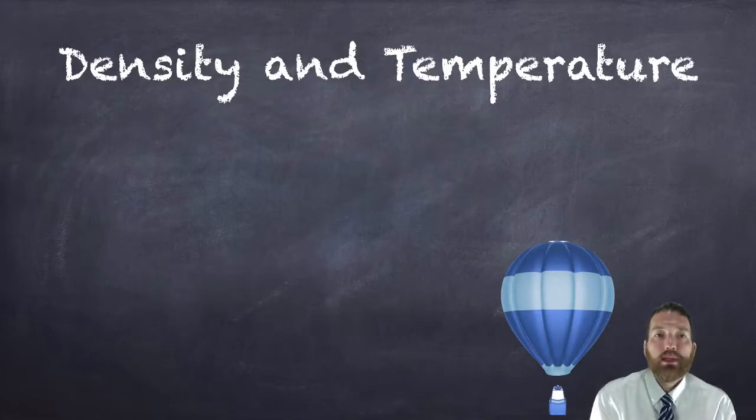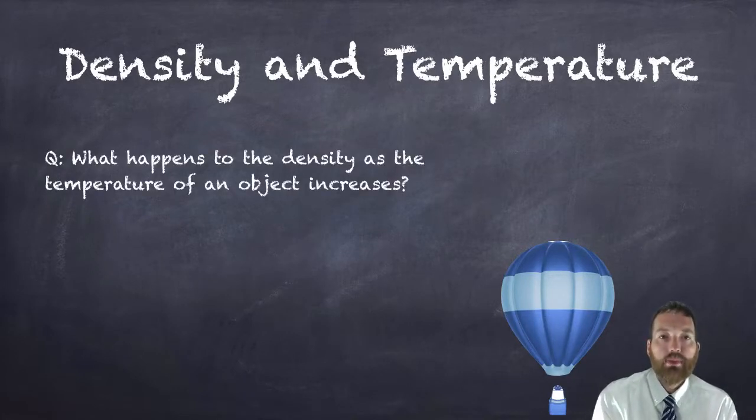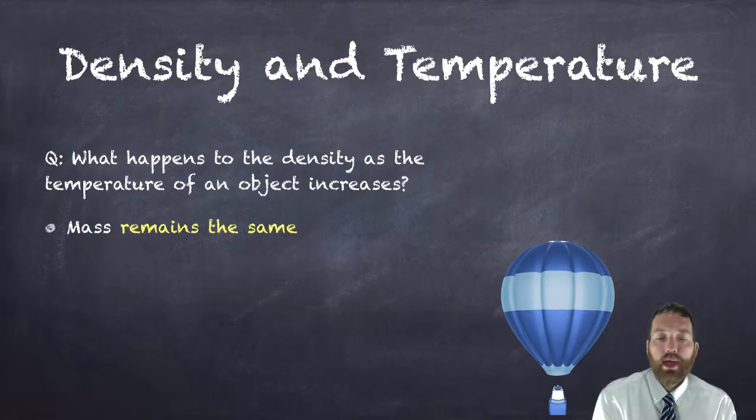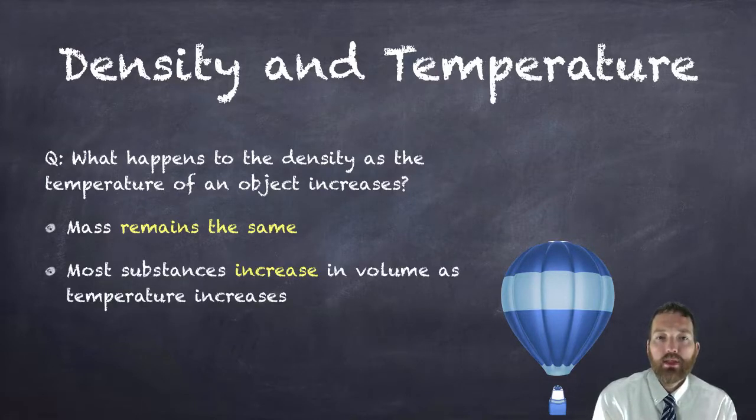Another thing we need to talk about is density and temperature. So what happens to the density as the temperature of an object increases? Well, the mass remains the same. If I heat an object, it's still going to weigh the same. It's just going to be hotter. But most substances increase in volume as temperature increases. And this is the science behind hot air balloons. If I heat the air in this balloon with the little burner here, the air inside starts moving more and further away from each other, and it takes up a larger space, meaning it has more volume.